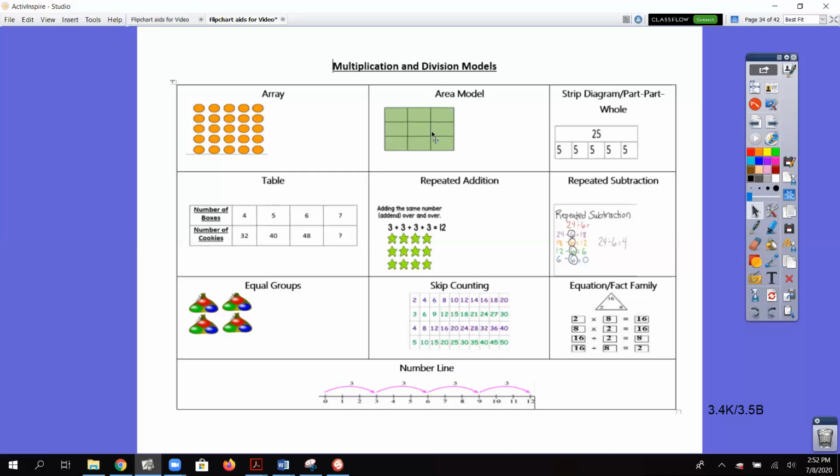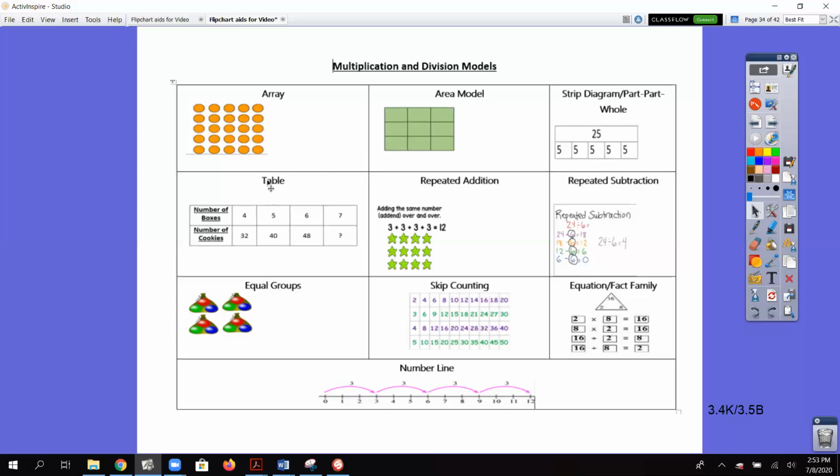An area model is always made up of square units, just like this. When you study area, it's very similar to this. That's why it looks like that. So then we have a strip diagram or part whole model. These can also be called bar models. They're all pretty similar. And the important thing to know is all these parts equal the whole here. So 5 plus 5 plus 5 plus 5 plus 5 will equal 25.